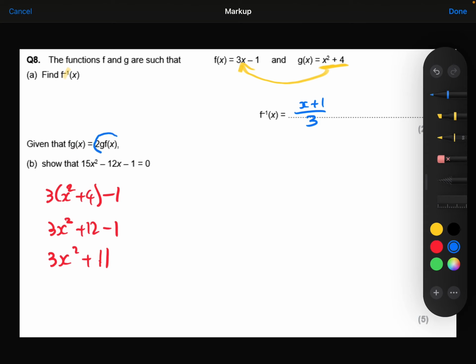Let's now focus on the right-hand side. First of all, there's the 2 at the front. And then what we're doing is we're substituting the f function into the g function. So we're substituting the f function into the g function here. So we're going to do 3x minus 1 squared and then add the 4. And then we've got 2 lots of all of that.